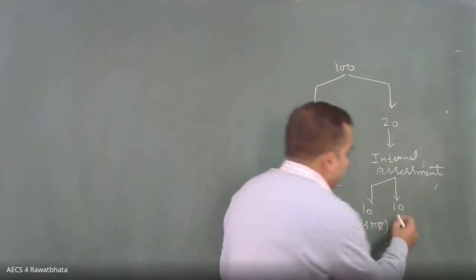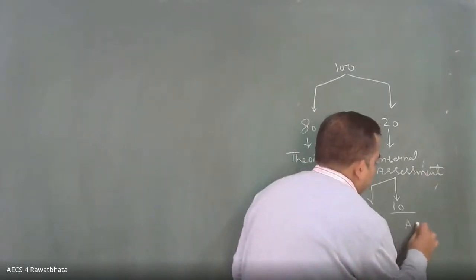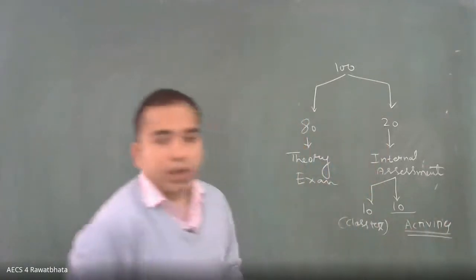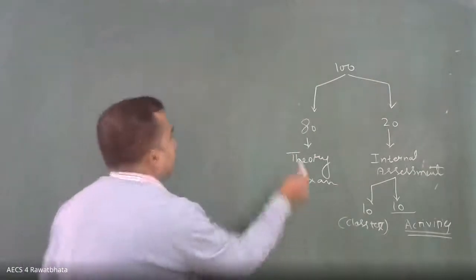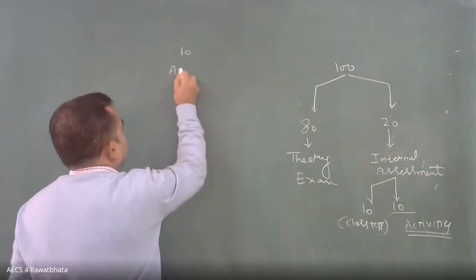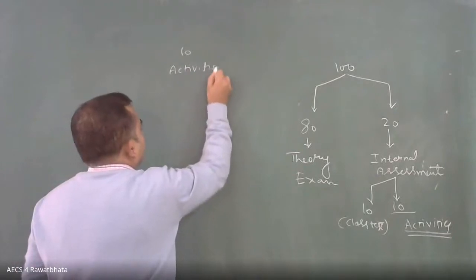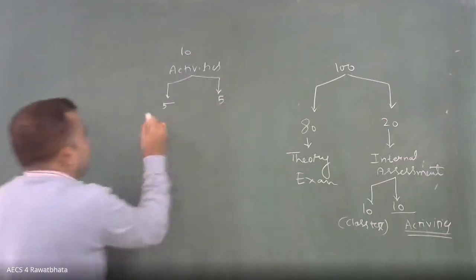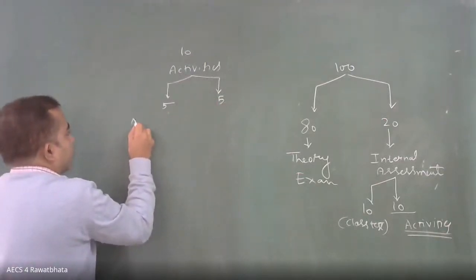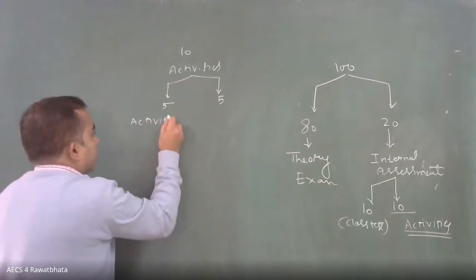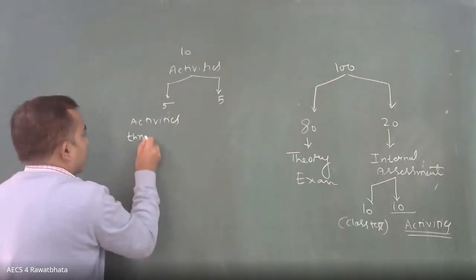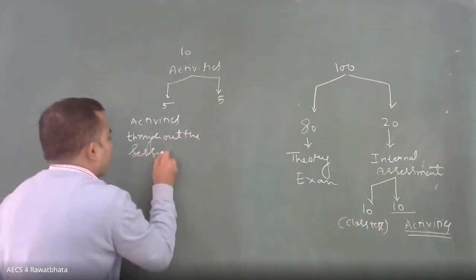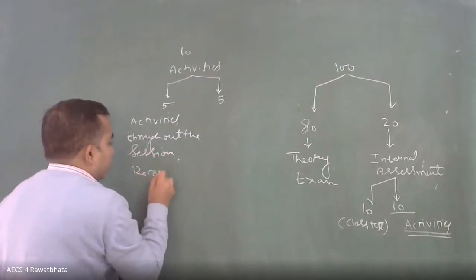This is one thing. Another, these 10 marks will be based on activities, right? And here also there is a split. I tell you how. This 10 marks of activities is split as 5 plus 5. This 5 is based on activities done throughout the session, the record book, etc.